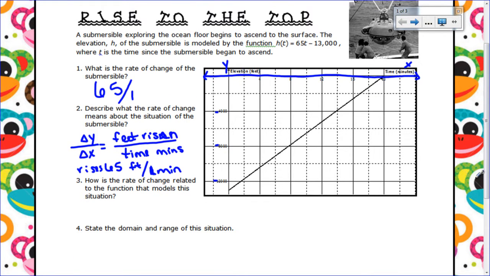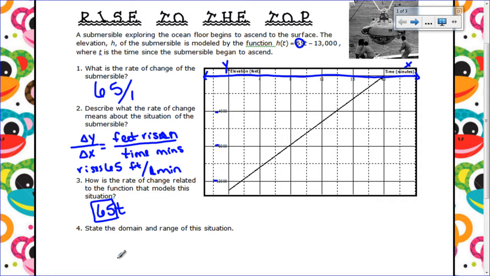So number 3, how is the rate of change related to the function that models this situation? Well, we already talked about it. The rate of change is this number that's being multiplied by the variable. So with the 65t, the rate of change is the 65 in the function.